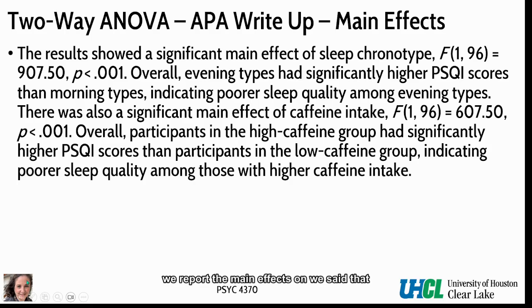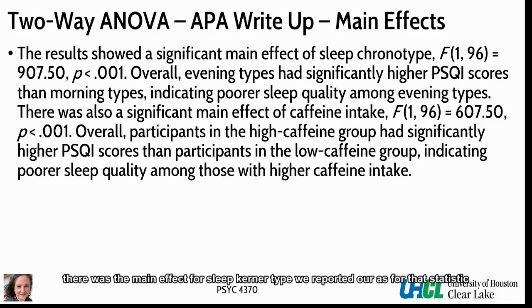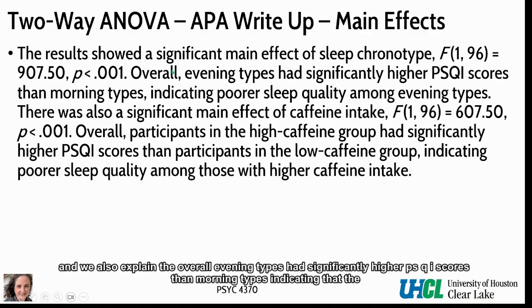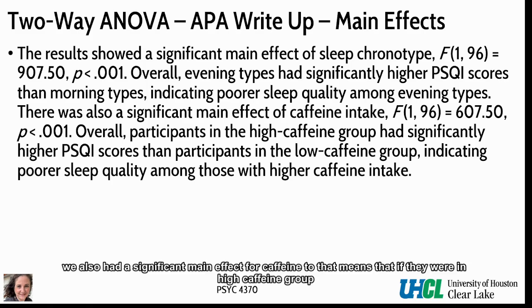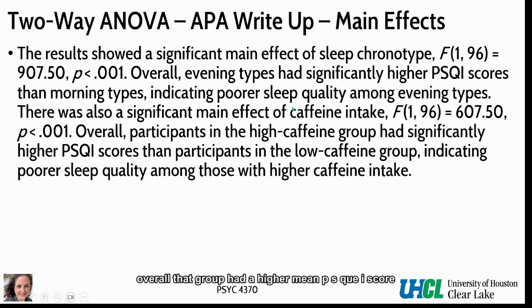We report the main effects. We said that there was a main effect for sleep chronotype. We reported our F for that statistic. And we also explained it. Overall, evening types had significantly higher PSYC scores than morning types, indicating that the evening chronotype reported worse quality sleep. We also had a significant main effect for caffeine. So that means that if they were in the high caffeine group, overall that group had a higher mean PSYC score, indicating that they had poorer sleep.